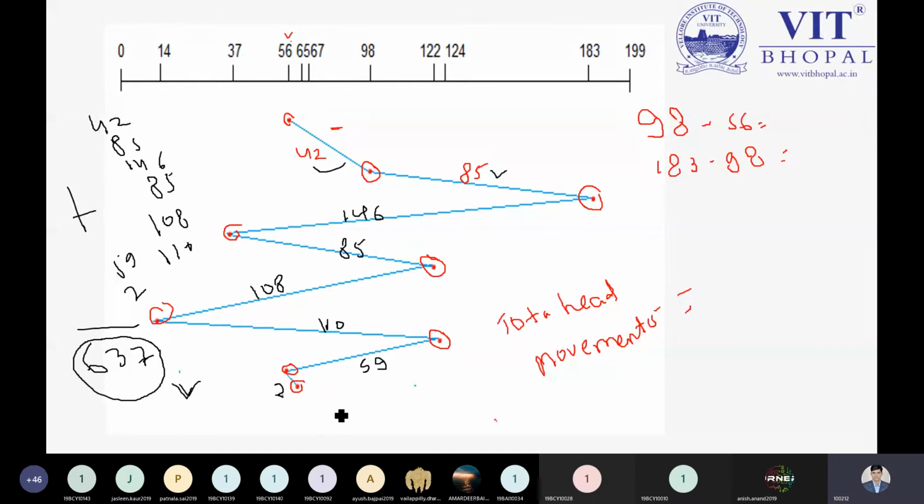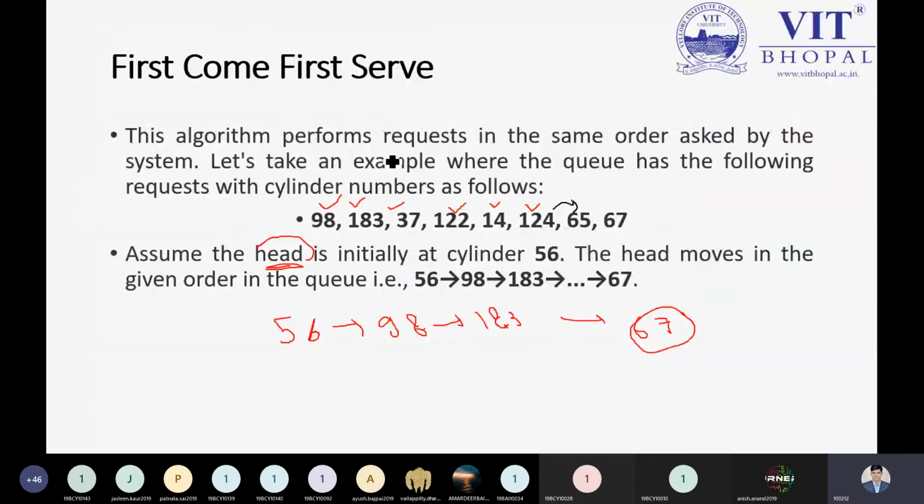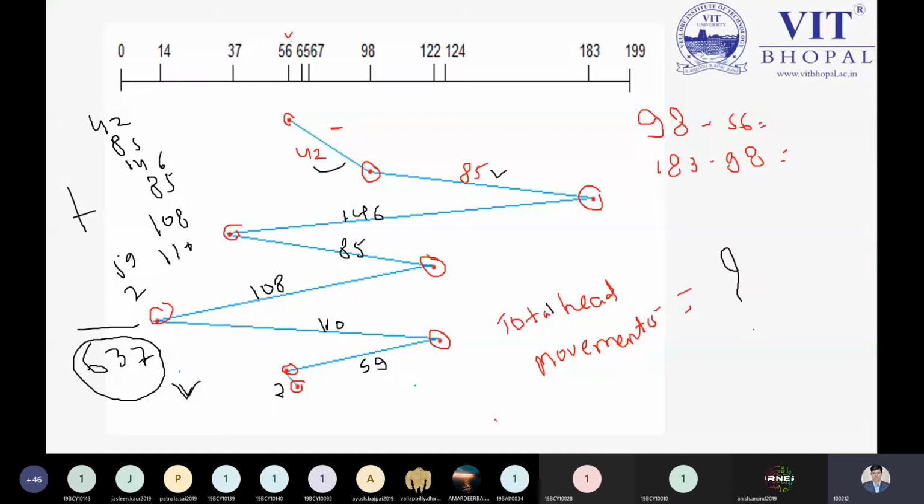Yes. Now did you get it? How are we getting the 637? In the examination, I may ask a question like this: total head movement. You need to find the total head movement following first come first serve, and this value may change, and you have to work it out the proper way. What happens? 99% of us make mistakes in the difference. Whenever we need to get the minus value between two different values, we make mistakes.